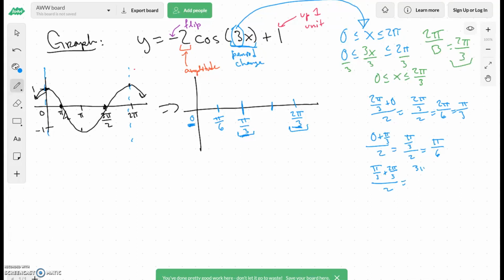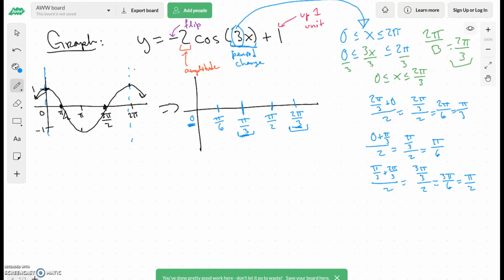This is going to give me 3 pi over 3 divided by 2. This is going to give me 3 pi over 6, which is going to give me pi over 2. I could have also canceled out the 3's and you'll still get pi over 2. So this is going to be pi over 2. So there are my new increments.